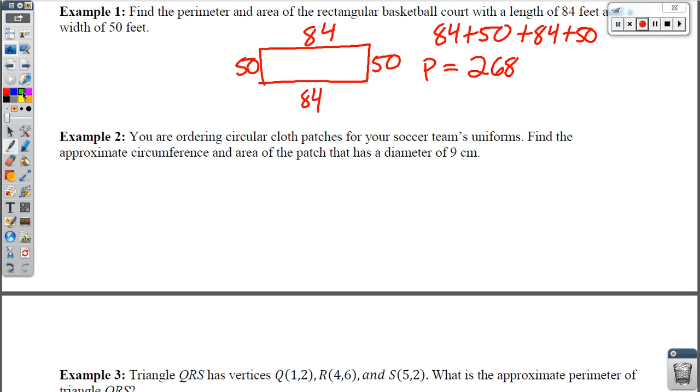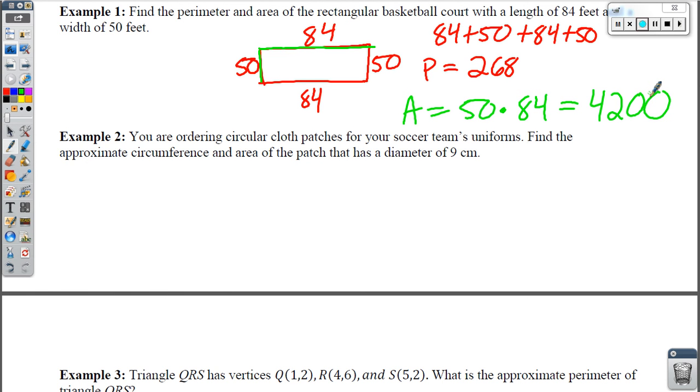For the area, that's going to be the amount of two-dimensional space that this rectangle takes up. What we do is we take length times width. So the area is going to be 50 times 84. 50 times 84 is 4,200.